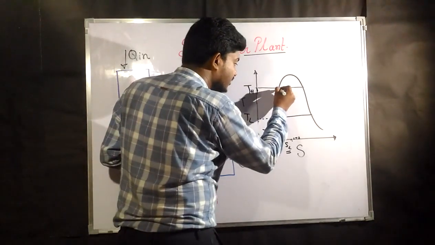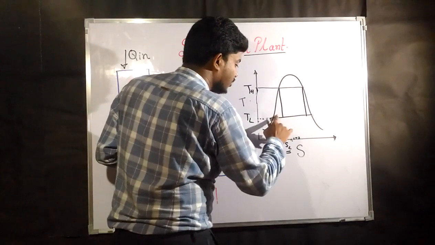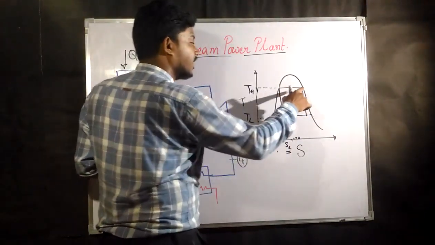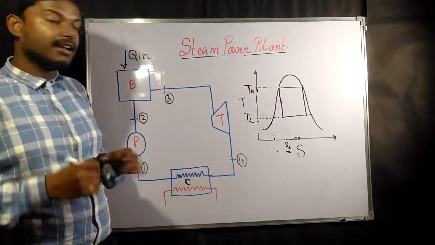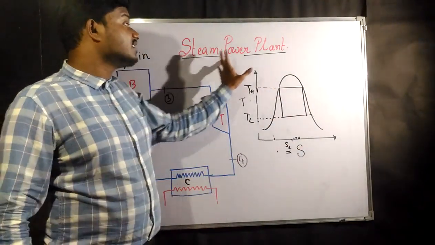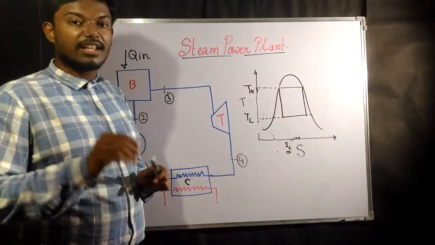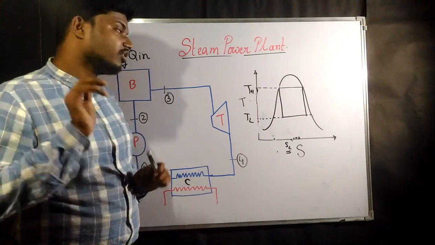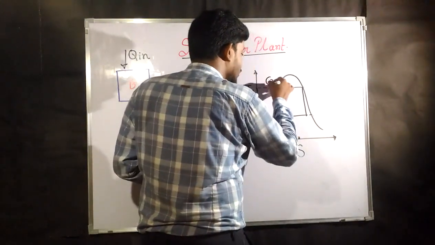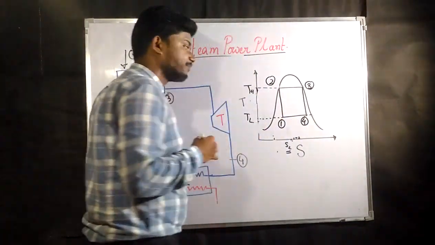So if you represent the steam power plant in Carnot cycle, then this is going to give you your Carnot cycle in Rankine, or a Carnot cycle in TS diagram. If you represent steam power plant in TS diagram, then this is going to be your Carnot cycle. And Carnot cycle in TS diagram is always square or rectangle, we all know. So this is going to be 1, this is going to be 2, this is going to be 3, and this is going to be 4.